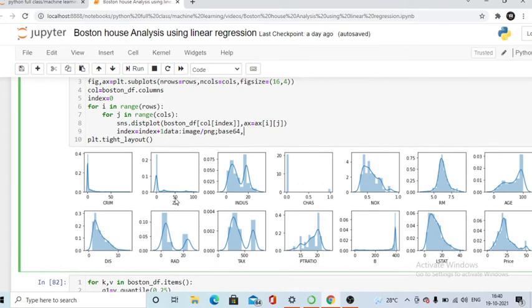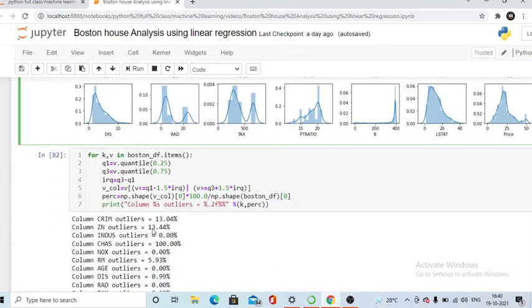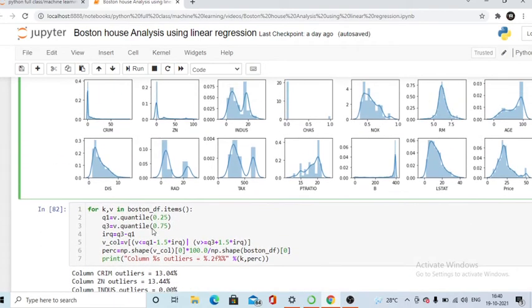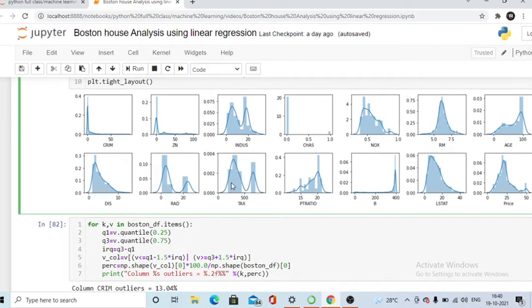For selecting only those features, first we will check the correlation matrix of our data set, right? But before the correlation matrix, we are finding the outliers in my data. You can see these are all my outliers, and all the features have outliers, right? I simply want to see what percentage of outliers I have in each feature.